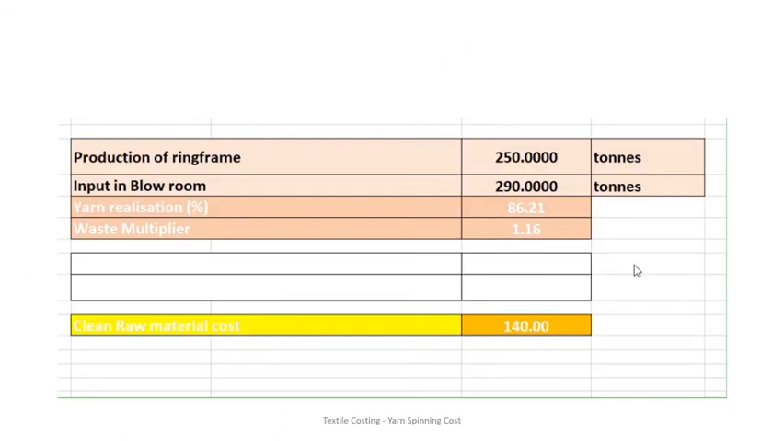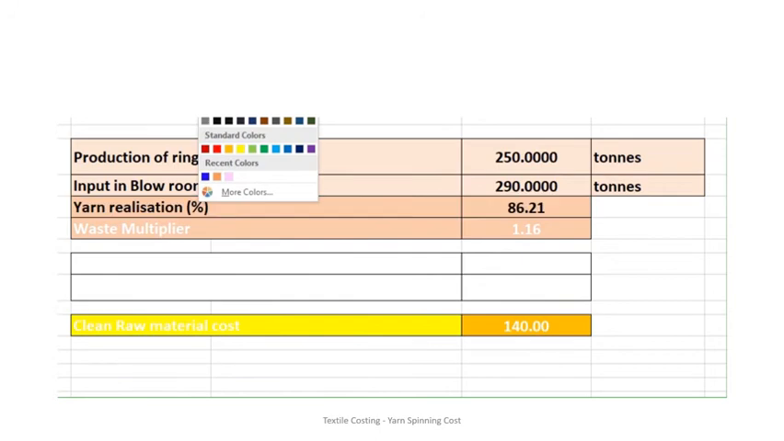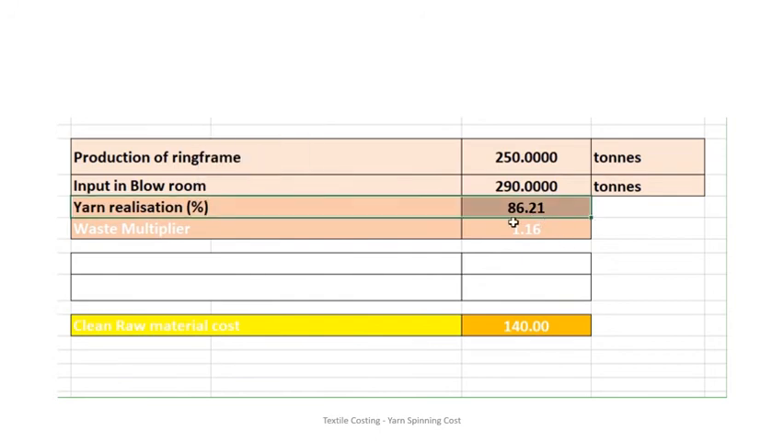Let us see a simple problem to understand the various terminologies. Say the production in a spinning mill for a particular period, say a day or a week or a month, is 250 tons, and the input in the blow room that is given is 290 tons. Then yarn realization is 250 divided by 290 into 100. So you will get the yarn realization as 86.21.